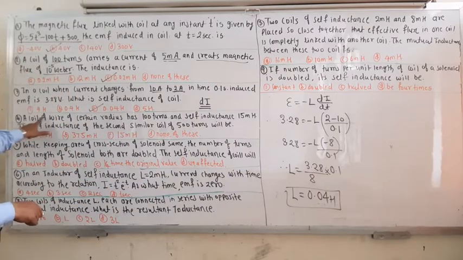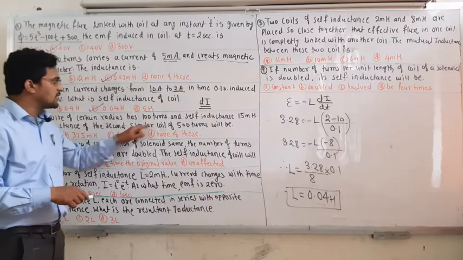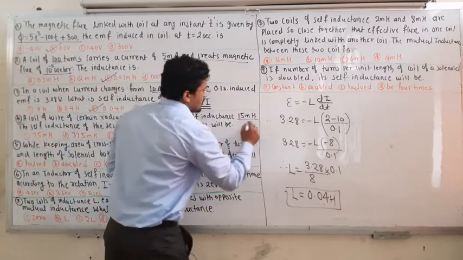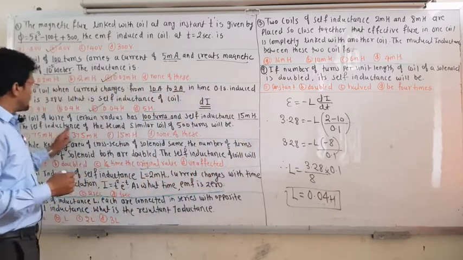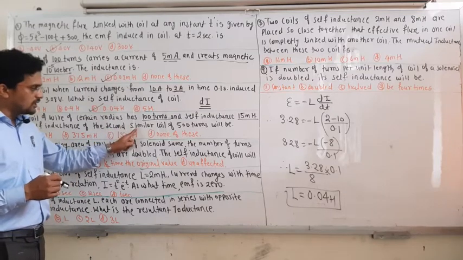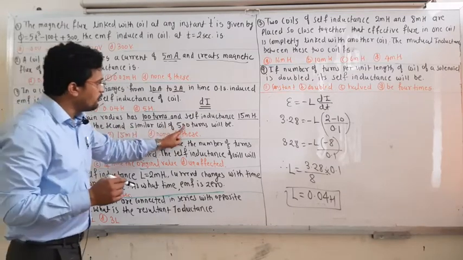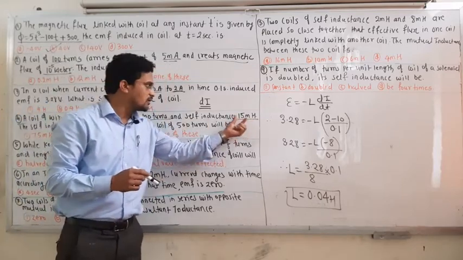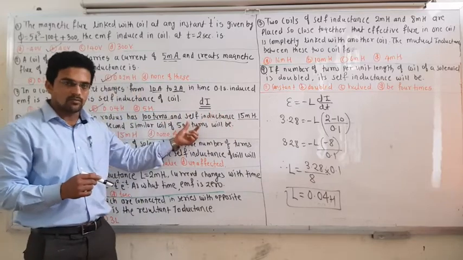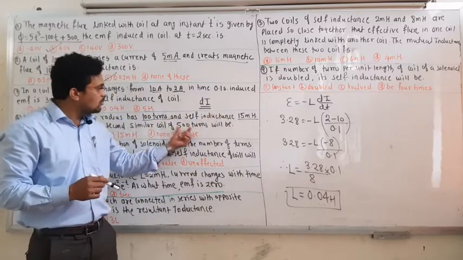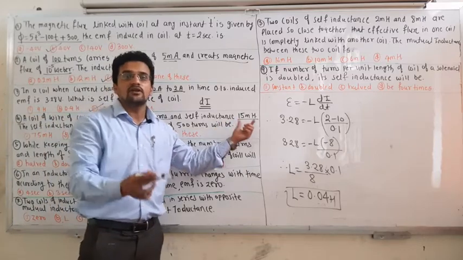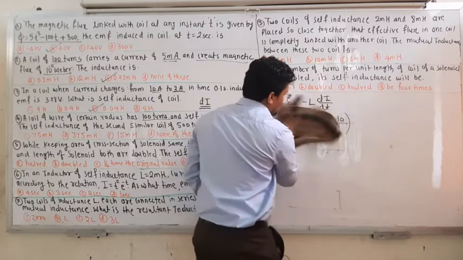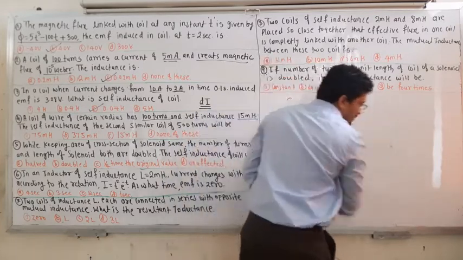So next, a coil of wire of a certain radius has 100 turns, and the self inductance is 15 milli Henry. Next, the second coil is similar to the first coil but has 500 turns. If the number of turns increases for the same radius, what will be the self inductance of that coil? So you have to take the self inductance in terms of number of turns. You have to remember the self inductance equation.